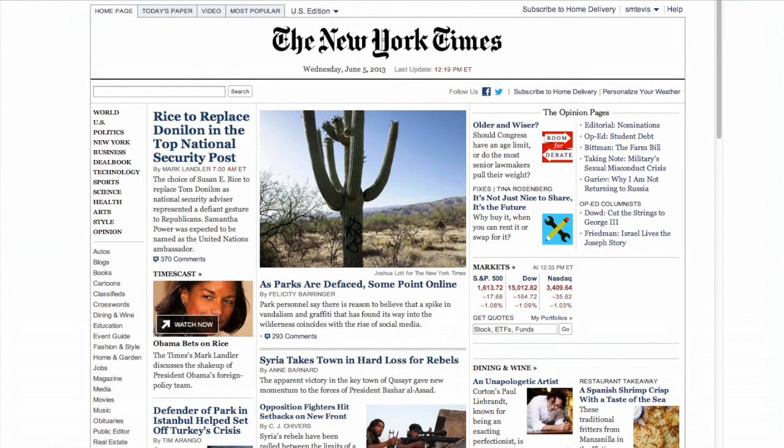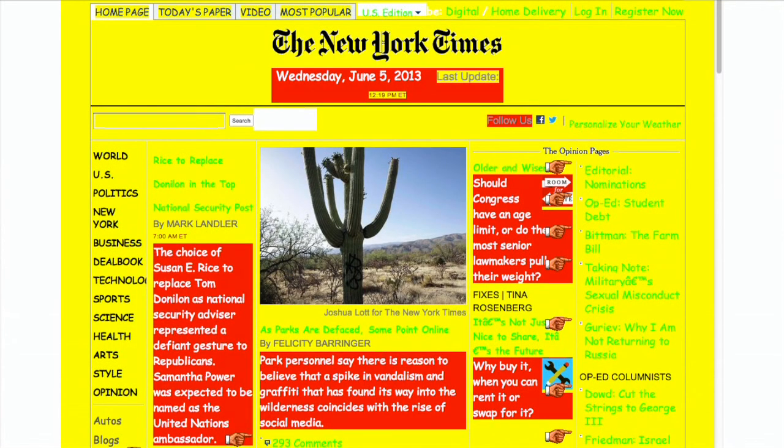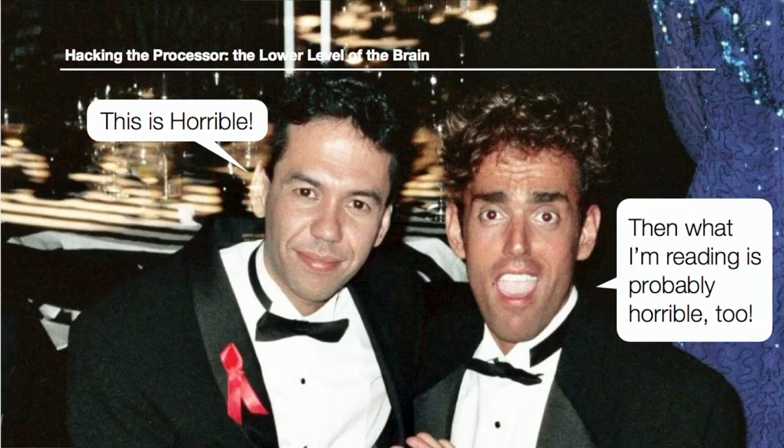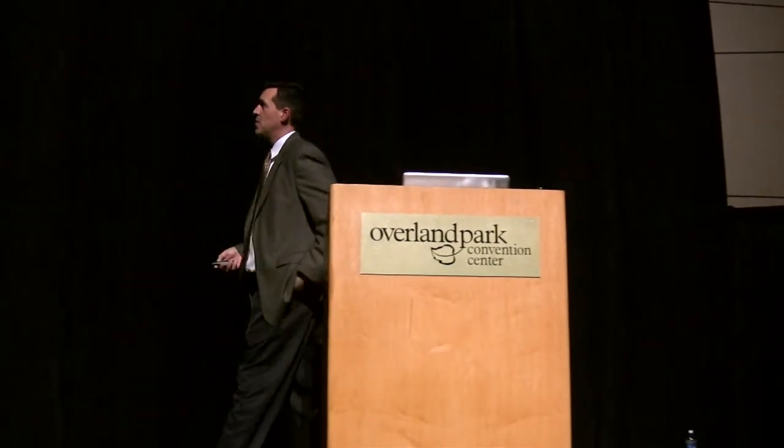Because, for example, if it looked like this, you'd have a different reaction. It's the same exact content, same headlines, same stories. But it doesn't present itself like this. It presents itself a different way. And the reason for that is the amygdala. Because he sits there and says, oh, this is horrible. And that, in turn, colors all of the decision and emotion and evaluation that the hardware functions are doing.